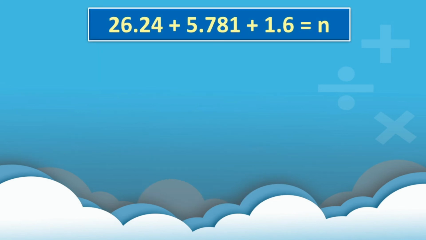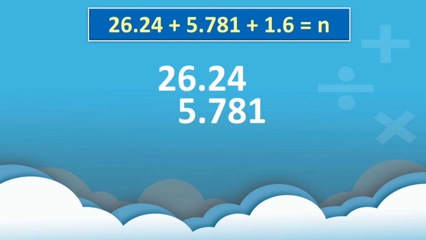Another one, this time we're going to add 3 addends. So ganun pa rin, walang pinagbago, align them properly. I-align natin yung mga decimal points so that all the digits will be properly aligned according to its place value. So 5 and 781 thousandths plus 1 and 6 tenths.